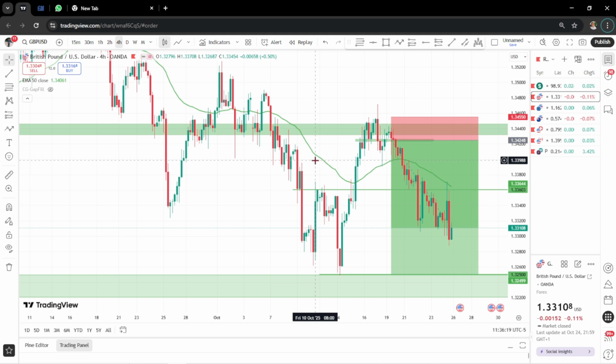As always, I have some really nice setups for you guys. You can see this GBP USD was a setup I told you guys about last week, and I said that I'm going to enter it. I showed you guys how I'm going to enter it.